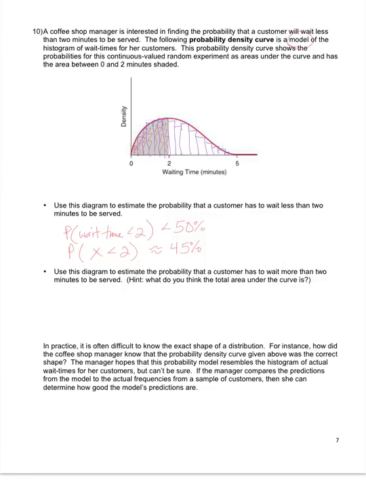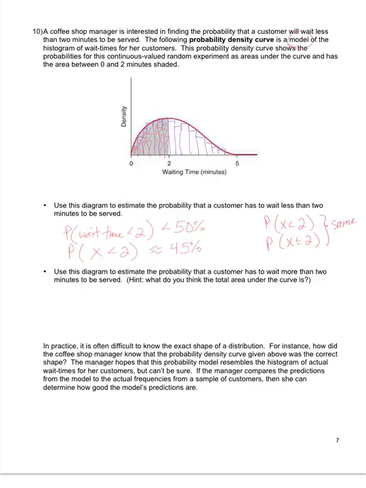And keep in mind, with continuous variables, we're treating the statement that the probability that x is less than 2 the same as the statement that the probability that x is less than or equal to 2. We no longer have the actual data, so we can't distinguish between those two statements. If we're just looking at areas under a curve, we're going to treat these two things the same way.